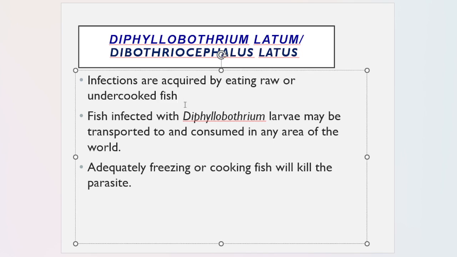Infections are acquired by eating raw or undercooked fish. So, ilang beses na natin sinabi, ano yung isa pa niyang intermediate host? Copepods. Fish infected with Diphyllobothrium larvae may be transported to and consumed in any area of the world, but for the prevention, adequately freezing or cooking the fish will kill the parasite.